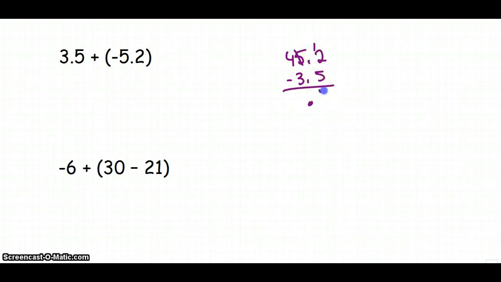12 minus 5 is going to give me 7. 4 minus 3 gives me 1. So I have 1.7. Now I have to remember to take the sign of my larger number, which is negative. So my answer is negative 1.7.